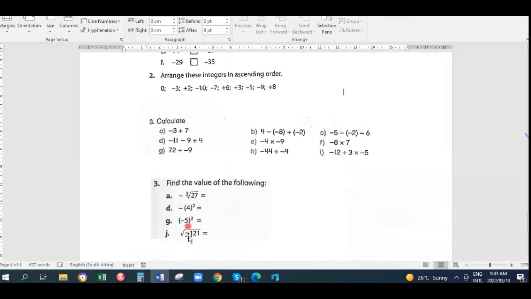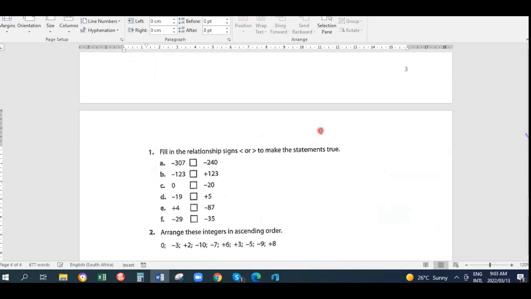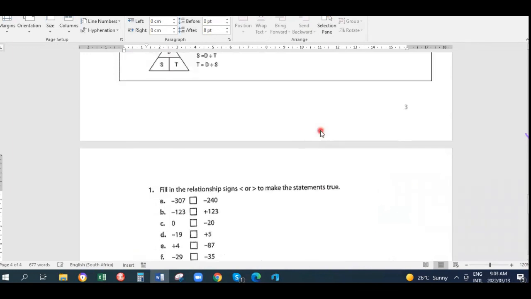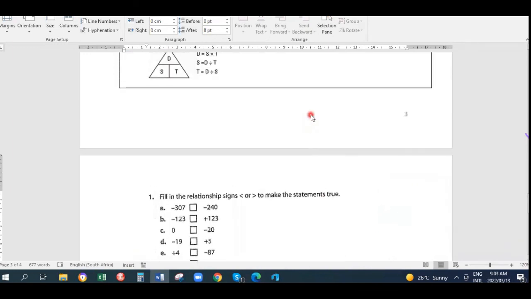So you need to do some calculator work with all of these integers. These are your sections that will be tested. So revise your assignment and work with integers. And all the best for your test. So that's whole numbers covered as well as integers.